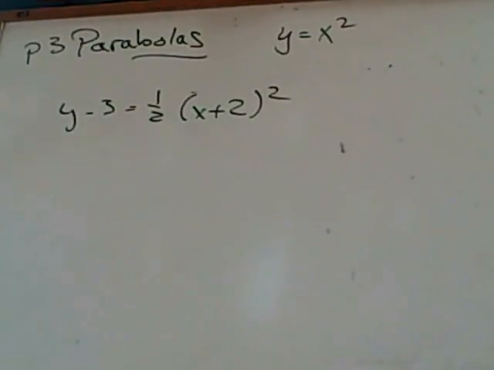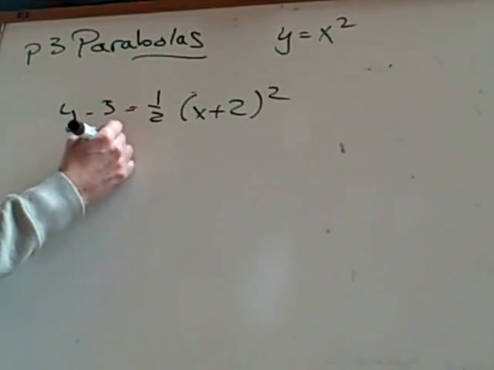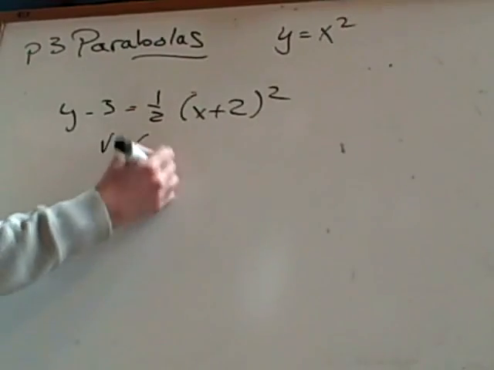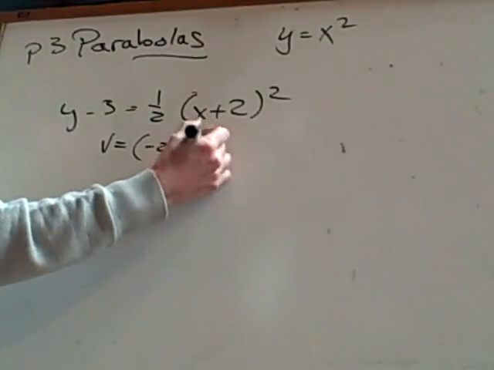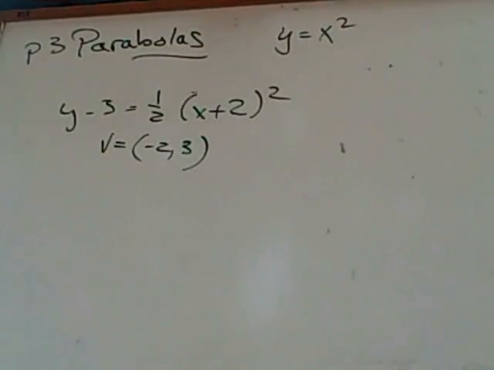Here we go. First thing you want to pull out is your vertex. What's the vertex of this one? It would be negative 2, 3. If you needed to add 3 to both sides to be able to see it, that's fine too. So far, so good?